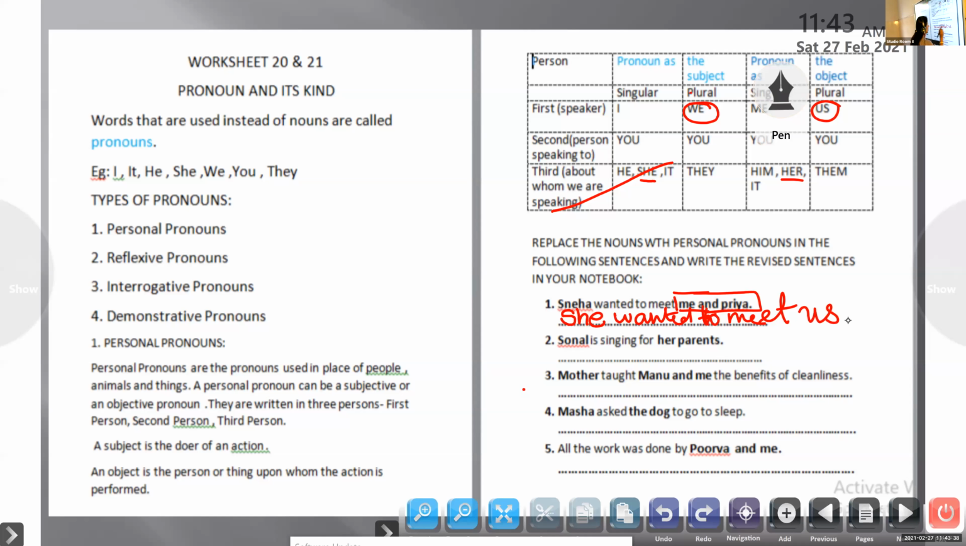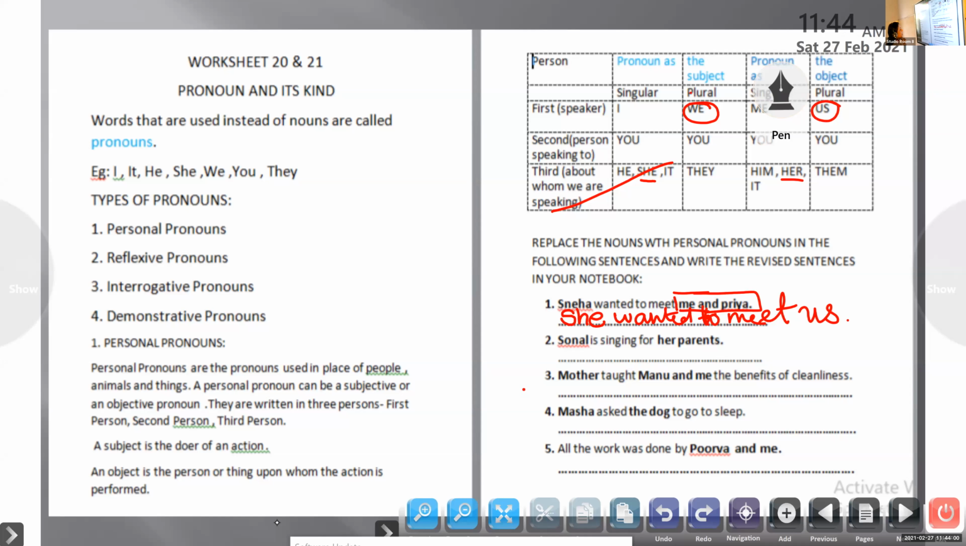Is that clear? So this exercise is very, very important, children. So please go through this exercise very well, which is there in your workbook as well as which I've sent in the notebook for you to copy down into your notebook. Those exercises are very, very important. You have to replace a noun with the personal pronouns in the following sentences. So nouns have to be replaced with the personal pronouns.